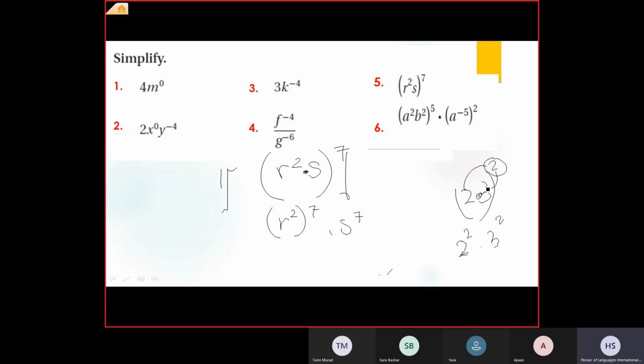So here, for this step, did you understand what I did? You distribute 7 on the first variable and on the second variable. Now, r squared raised to the power 7 is r squared and it is raised to 7. So what is the answer? Bravo, 14. You need to multiply 2 times 7. Then, r to the 14 times s to the 7. That's it. You just need to simplify.